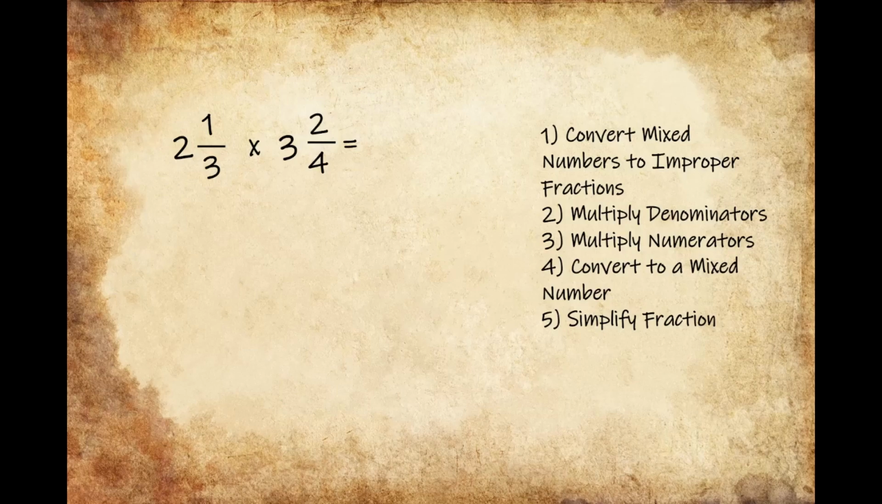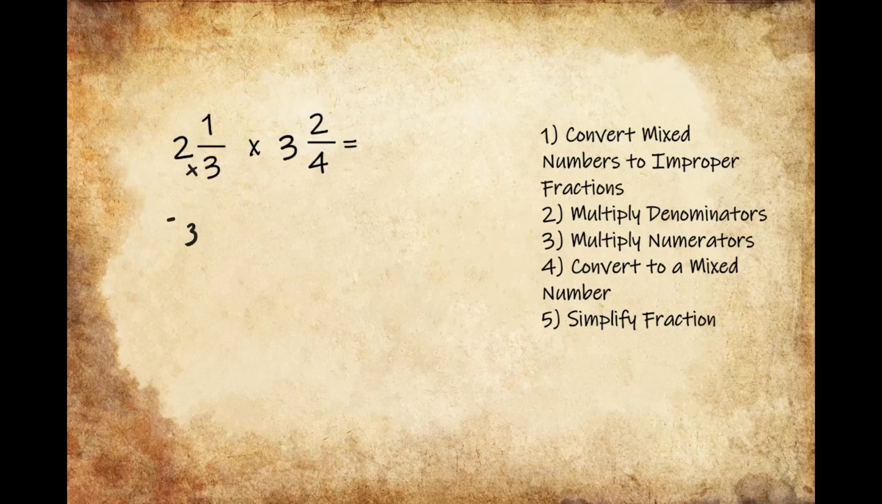So we're being asked to multiply 2 1/3 times 3 2/4. So our first step here is to convert the mixed numbers into improper fractions. And as you might remember, the first step whenever we're converting a mixed number to an improper fraction is to multiply the value of the whole number by the value of the denominator. So to keep track of this, we're just going to go ahead and write this down below.